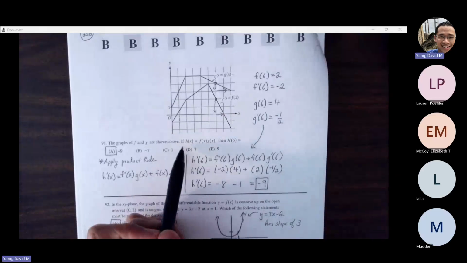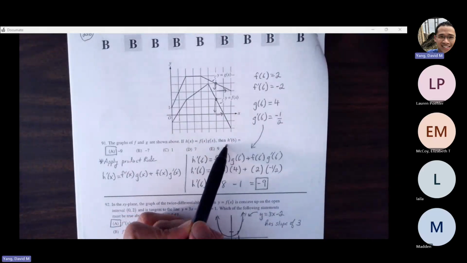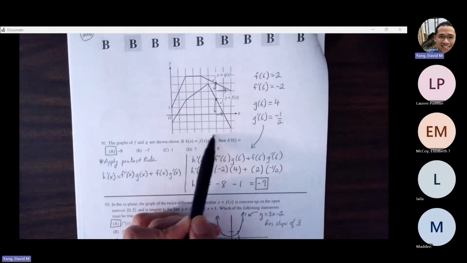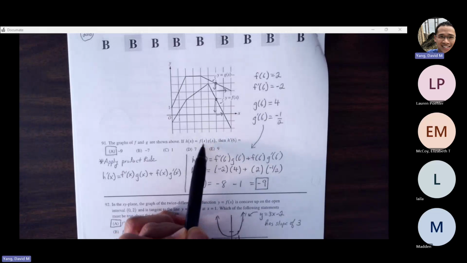The graphs of f and g are above. Find h prime of 6. To get to h prime of 6, we have to see how our h of x is designed. It's designed with two functions being multiplied. So we've got to go through the product rule.